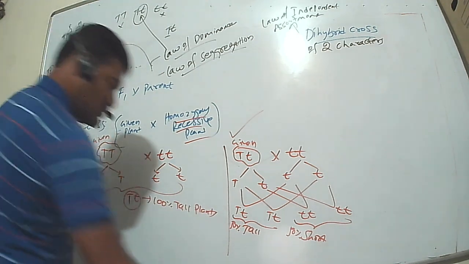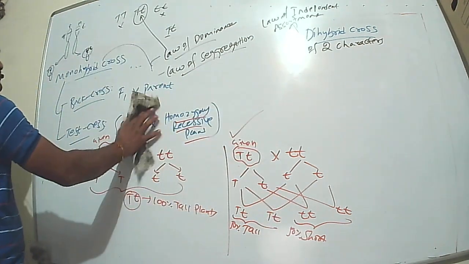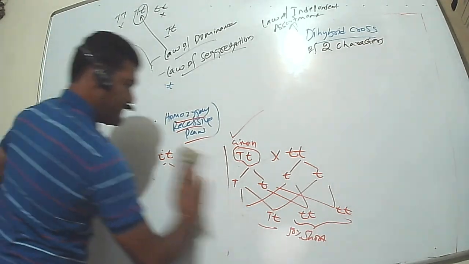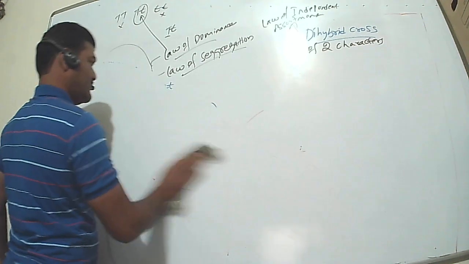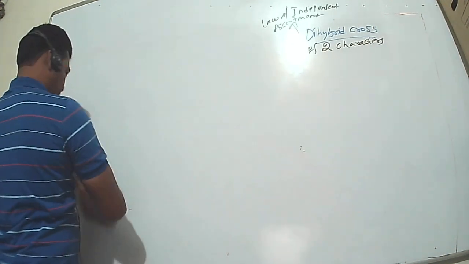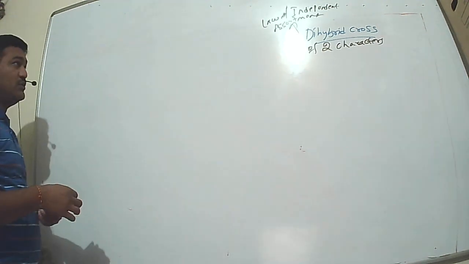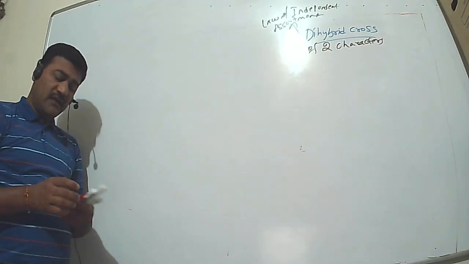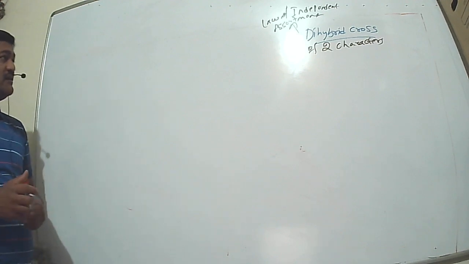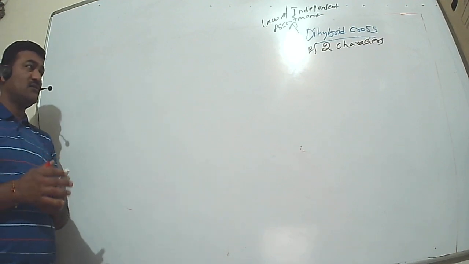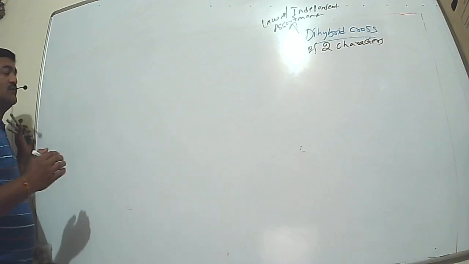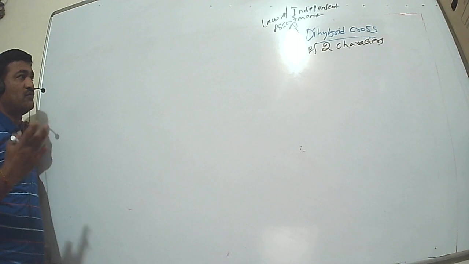Now we'll go to another cross done by Mendel, that's called a dihybrid cross. Okay, now I already told you what's a dihybrid cross. Dihybrid cross is a cross done between two parents to study the inheritance of two characters. The mode of inheritance pattern of two characters.